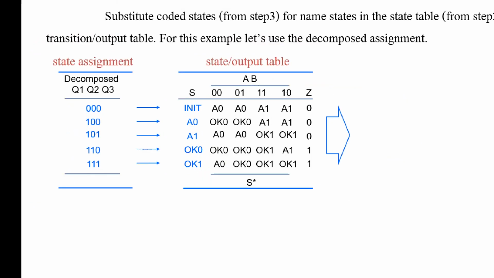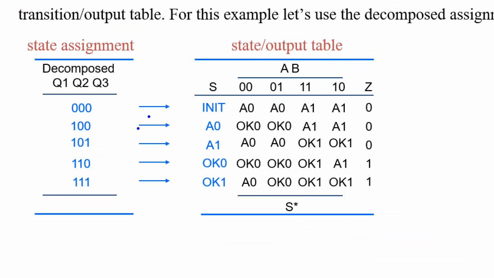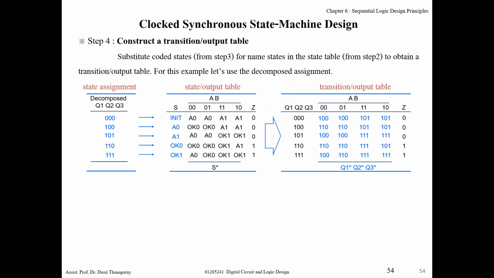That means in the table you must replace, for example, a0. You use 1, 0, 0 to define the a0 state, so everywhere in the table that is a0, you must change it to 1, 0, 0. Just change the name to the binary code. For a1, also change to 1, 0, 1, and so on. After you change all state names to binary codes, you will get the transition table. Namely, the value in this one is Q star.